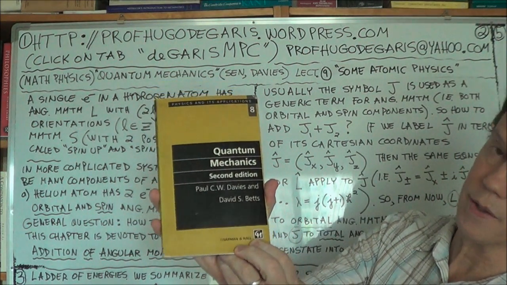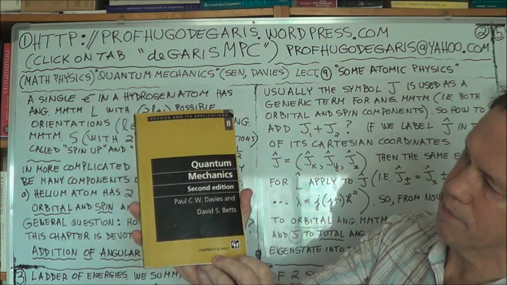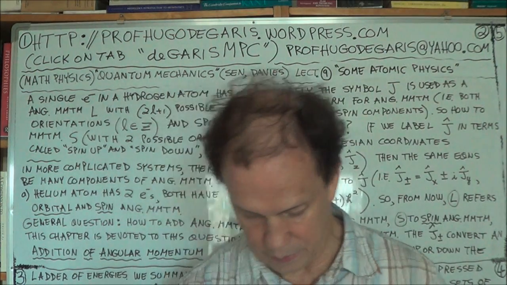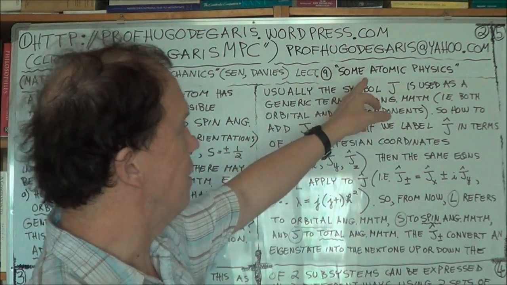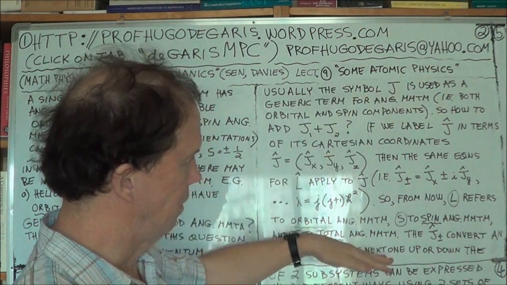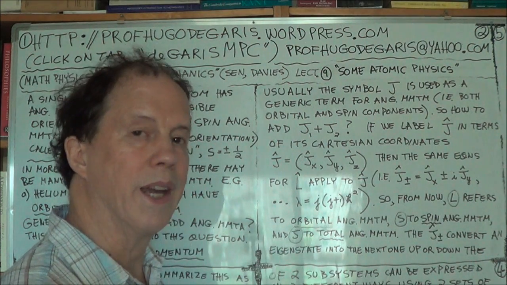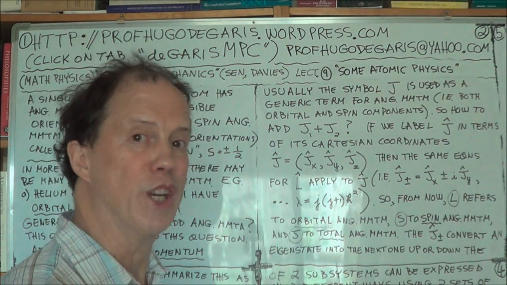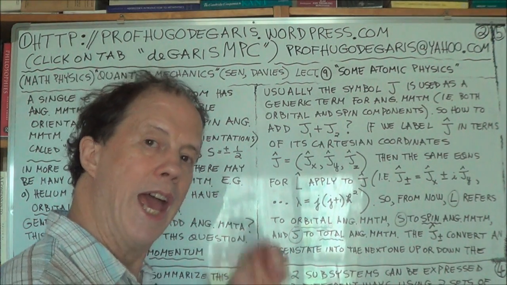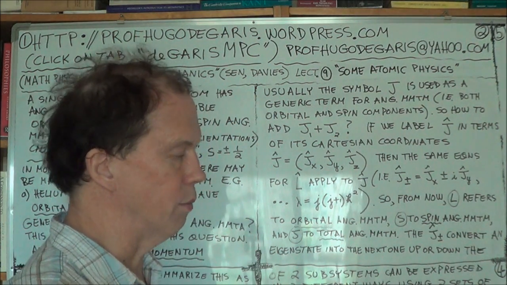Quantum mechanics, it's the second edition. Two authors, Paul Davies and David Betts. When it says atomic physics, it's the quantum mechanics of the atom, but in reality most of this chapter is about the quantum mechanics of the addition of two angular momenta. How do you add two angular momenta in quantum mechanics?